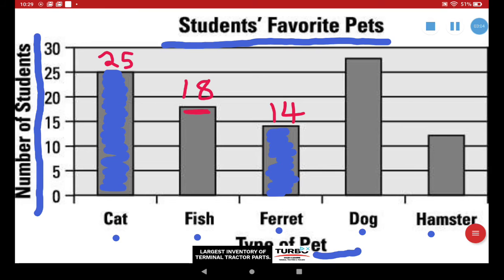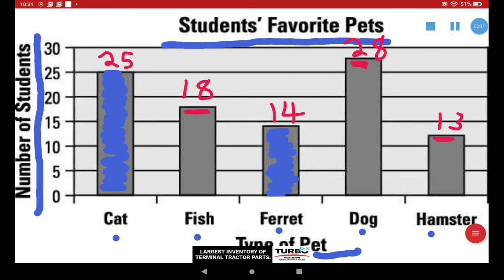Let's go to dog. Again, dog is not quite on the 25 line and not quite on the 30 line. What number is right in between 25 and 30? Well, I have 25, 26, 27, 28, 29, 30. Let's pick 28. And finally, hamster. Hamster is right in between 10 and 15. I think you've got it by now. What's right in between 10 and 15? Well, 13 is.